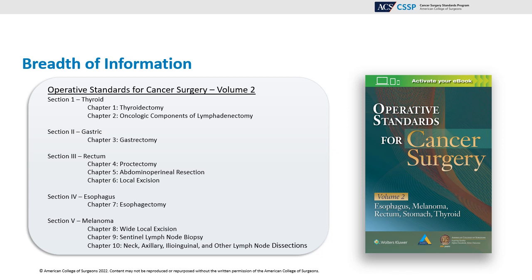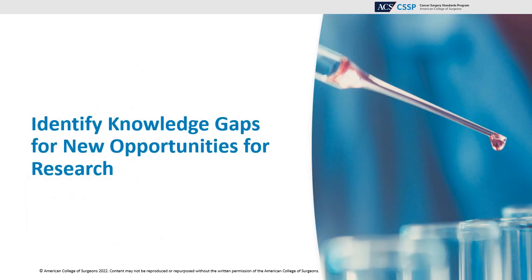Having difficulty remembering the pathway of the recurrent laryngeal nerve in relationship to the surrounding anatomy, or the anatomic boundaries that delineate the lymph node levels of the neck? All of this information and more can be found within these manuals. Lastly, the Operative Standards manuals may open the door for numerous new research opportunities within the field of cancer surgery through identifying key questions for which there is a knowledge gap and an opportunity for further study.